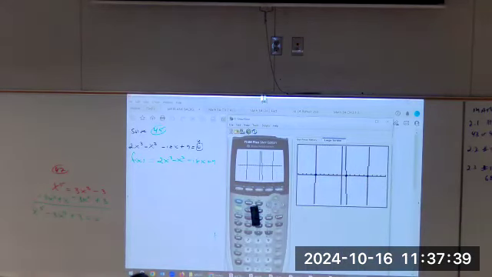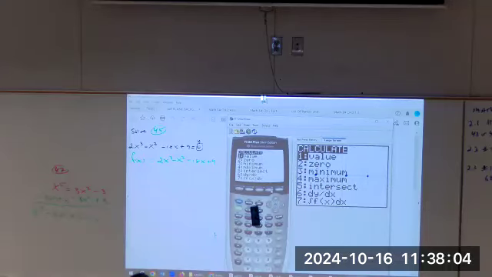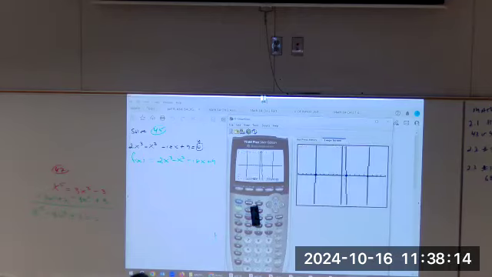Then here's how you estimate. Don't use trace, because if you use trace, you're not going to land exactly on it. You need to get exactly Y equal to 0, and I can't get exactly that. So right here above trace in blue is the calc button. So I go second, and then hit calc. I get a menu. What do I want to find? I want to find the 0 of the function, where the function equals 0. So function number 2.